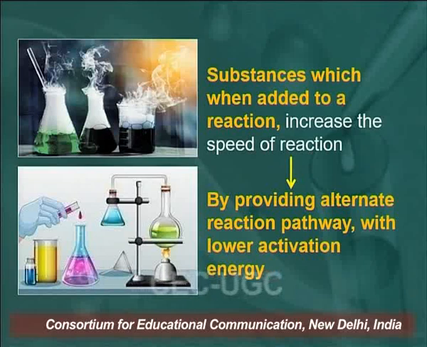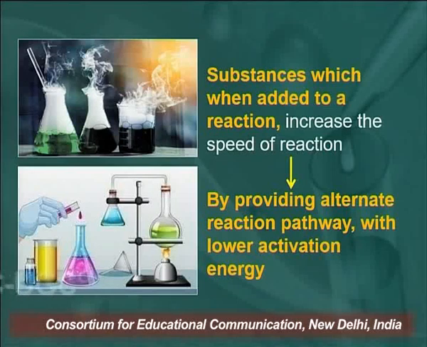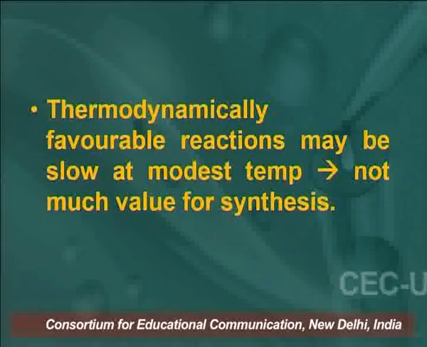So when we add catalyst in any chemical reaction, it increases the speed of reaction, and the speed of reaction increases because the catalyst provides a different pathway. It can change the transition state which forms during the chemical reactions.